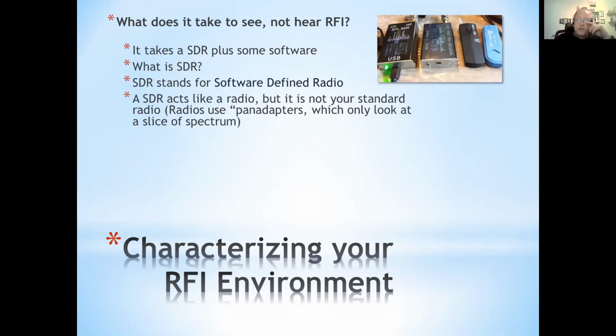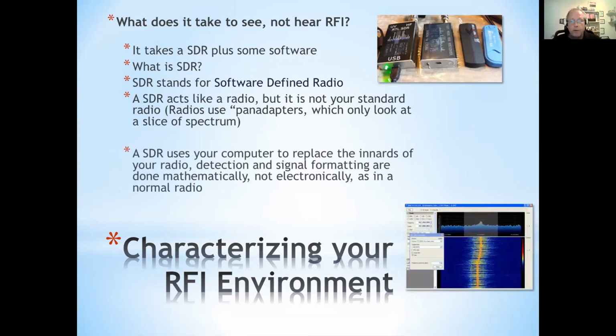Let's see here. And this is different than a pan adapter, right? If you guys have the K3s with the little P3 pan adapter, a pan adapter will look at a very narrow spectrum of what's within the passband of the radio. But an SDR can look at a much wider range of frequencies, well beyond what the passband of your radio will look at. And SDRs basically use a computer to replace the innards of the radio for detection and signal formatting. Everything is done mathematically, not electronically, as in a normal radio. And that's one of the reasons that SDRs are so quiet. They don't have any amplifiers built into them, right?